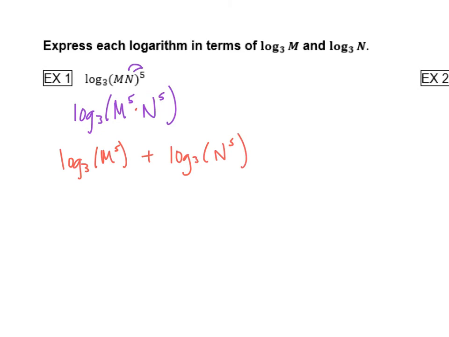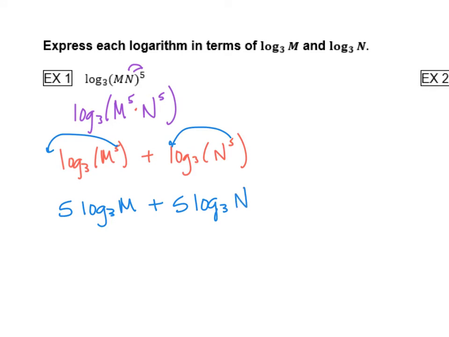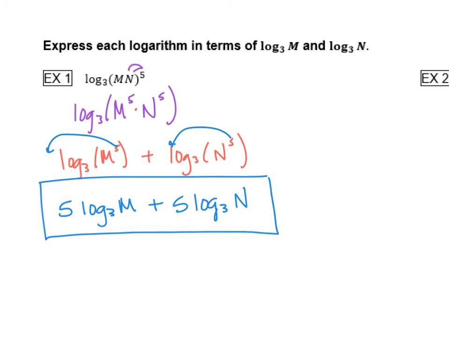And now the next law that gets applied is we have an exponent. So we will just remember anytime you have that exponent, it's going to go out front. So that is equal to 5 times the log base 3 of m plus, again, this exponent will go out in front, 5 times the log base 3 of n. And that is the answer we're looking for.